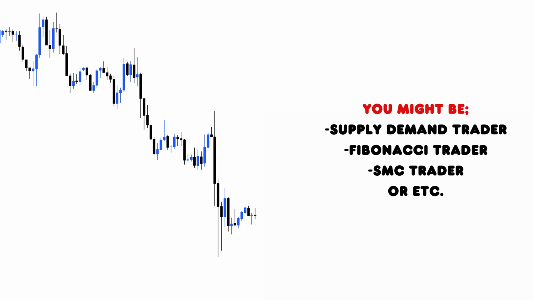Before we continue with the video, I need to give an important reminder. When you switch to the MTF, which strategy will you use to make your plans? This is where you come in. You might be a supply and demand trader, you might be trading with Fibonacci, or perhaps you're using smart money concepts. The key point here is that when you're looking for trades on the MTF, you should be looking for trades based on your own strategy. It's not necessary to follow exactly what I'm doing. Please keep that in mind.